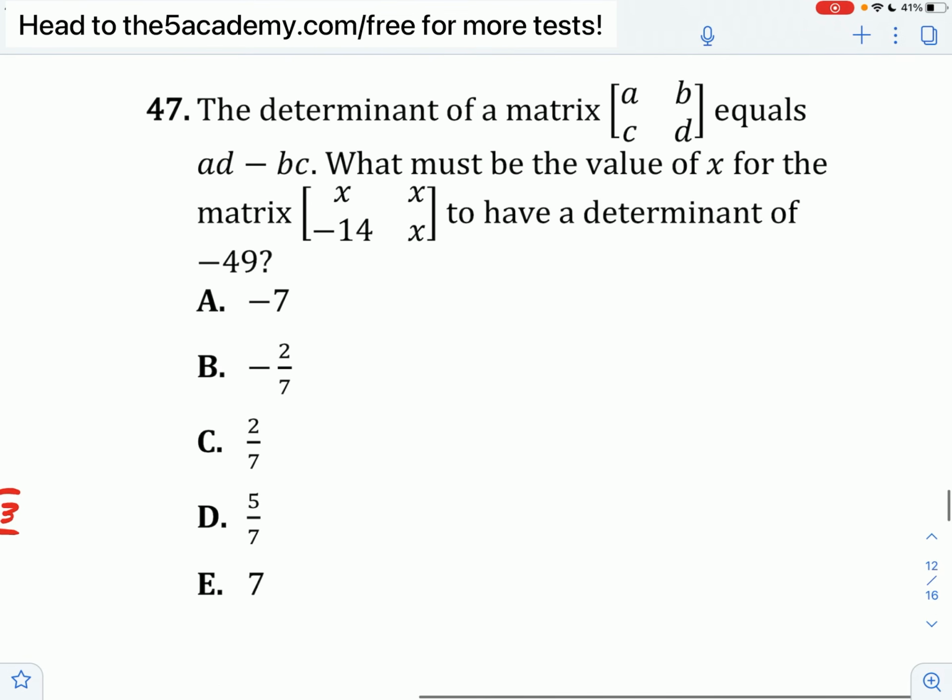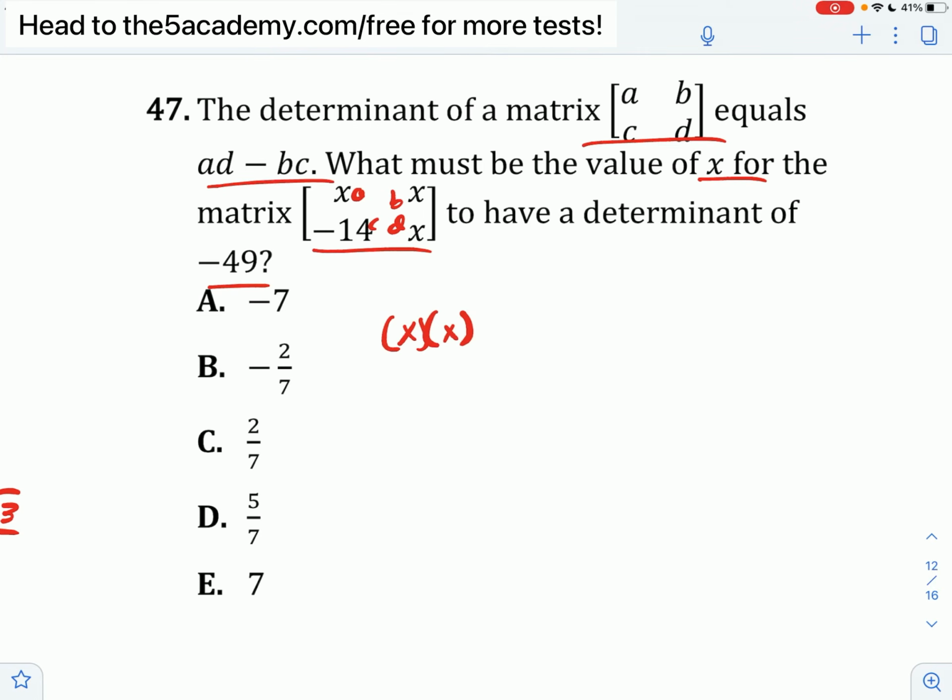47. The determinant equals this. What must be the value of x for the determinant to have this value? So the determinant, again, like I said, AD minus BC. This is A, this is B, C, D. So A times D is x times x minus B times C, x times negative 14, has to equal negative 49.